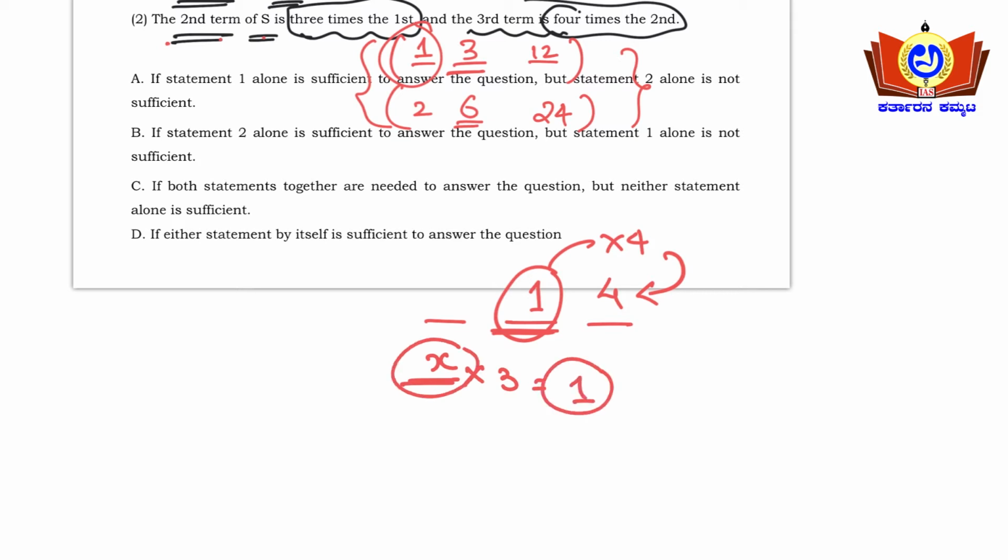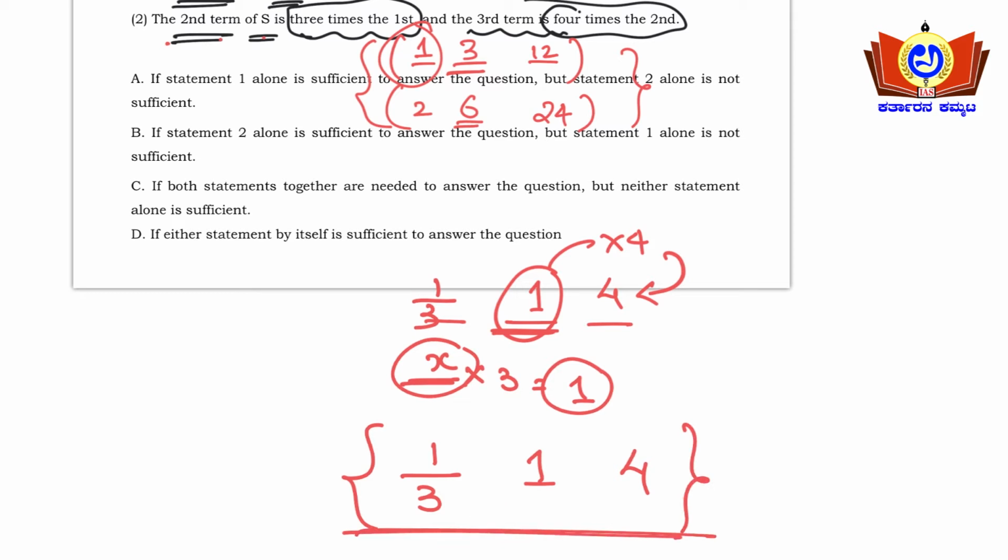So what is X here, friends? Obviously it will be 1 upon 3. So the 3 terms I got here are 1 by 3 as the first term, the second term is 1, and the third term is 4. How did I get this 1 by 3, 1 and 4? Using both the statements, my dear friends.